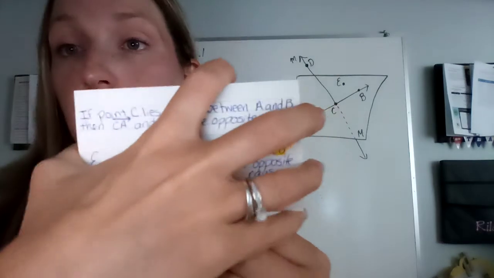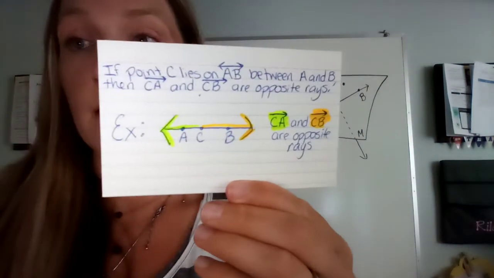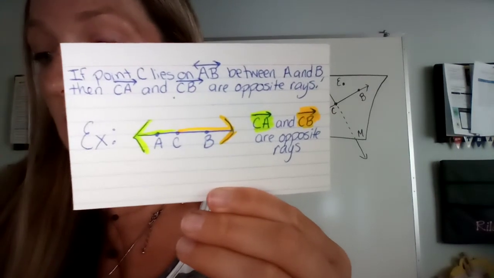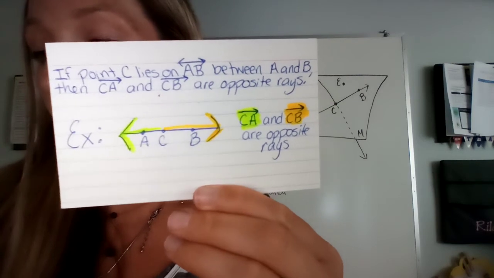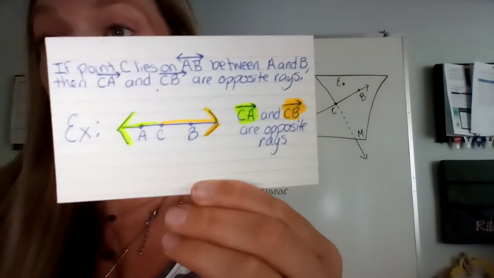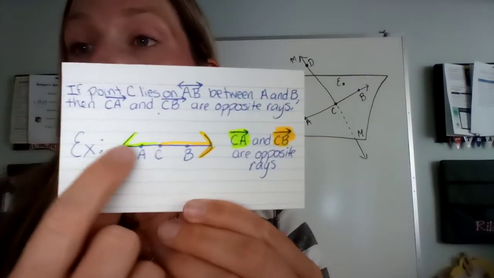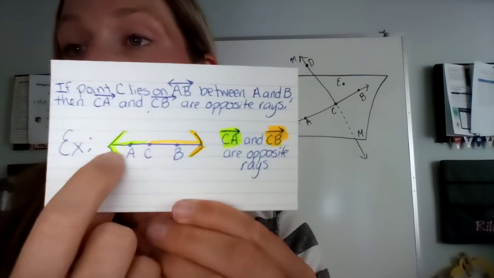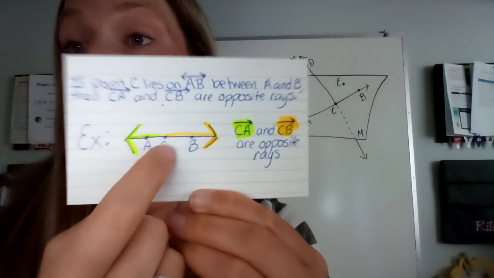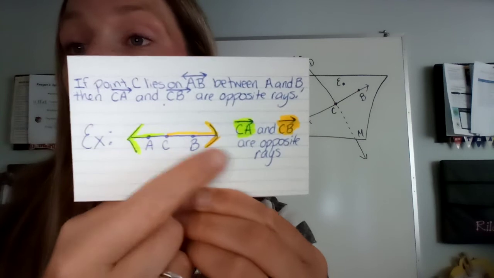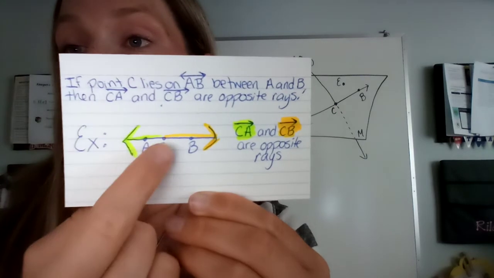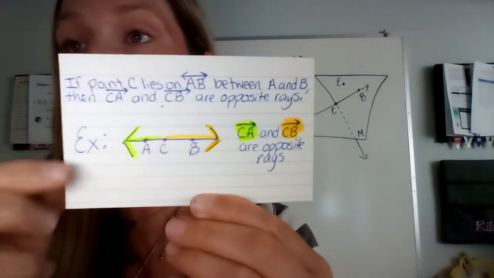All right, opposite rays. So basically, very short definition, opposite rays are two rays that form a straight line. The actual definition that I have on my index card says, if point C lies on line AB between A and B, then ray CA and ray CB are opposite rays. Now again, my easy definition: the yellow is ray CA, and the orange is ray CB. If they have the same starting letter, the same endpoint, but go in opposite directions and form a straight line, they're what we call opposite rays. Okay, so ray CA and ray CB are opposite rays.